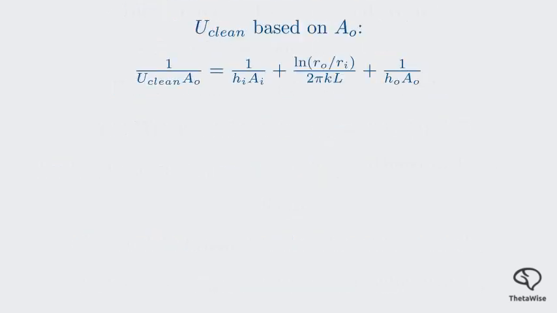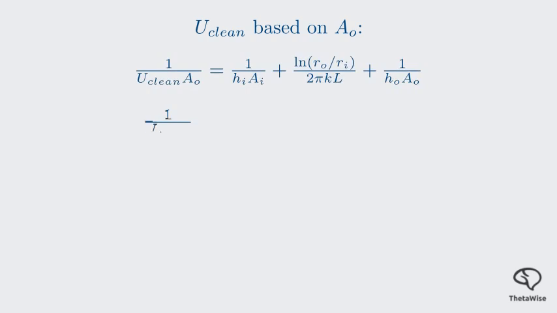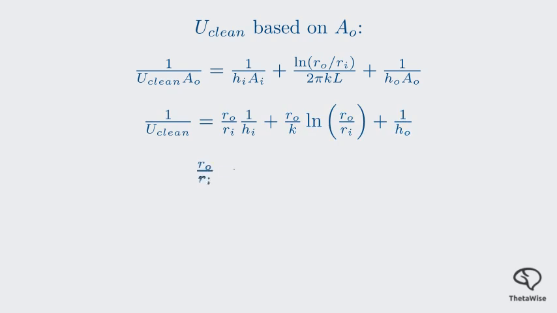Because the area for heat transfer is not constant, it's larger on the outside than the inside, we must decide on a reference area. Using the outer area A sub O is a common practice. For a cylindrical tube, the conduction resistance formula changes to this logarithmic term. If we divide the entire equation by A sub O and substitute A equals 2 pi r L, we get 1 over U clean equals the ratio of outer radius to inner radius times 1 over h sub i, plus r sub o over k times the natural log of r sub o over r sub i, plus 1 over h sub o. Let's calculate the term r sub o over r sub i, which is the ratio of 1 to 0.9.